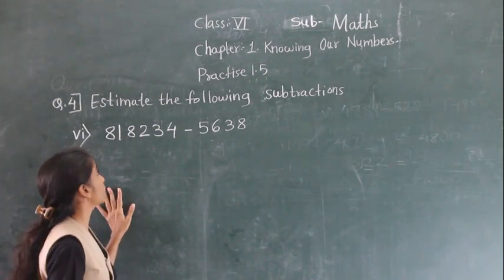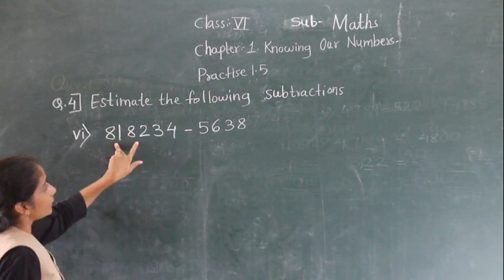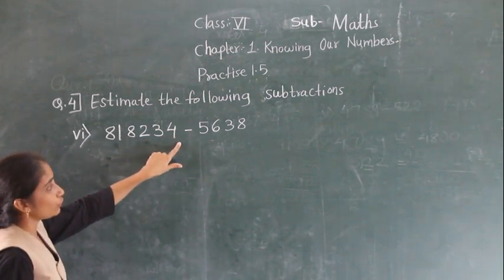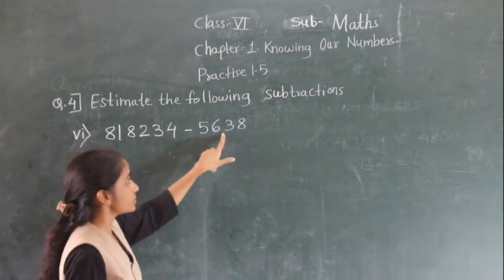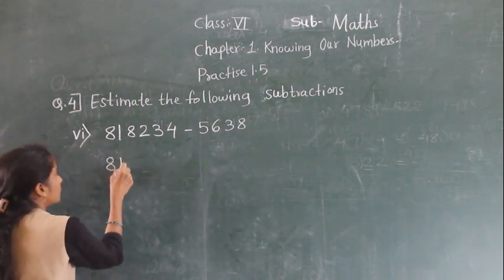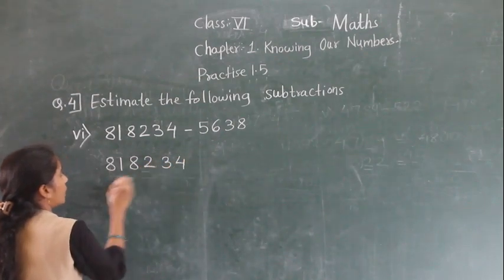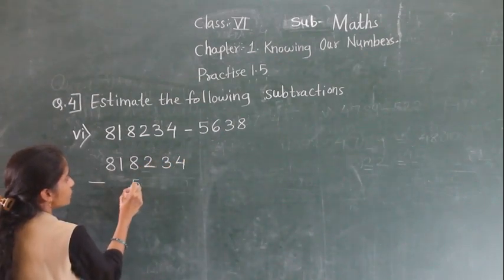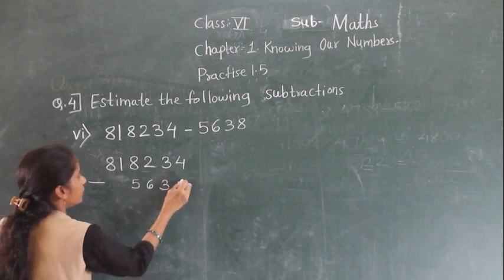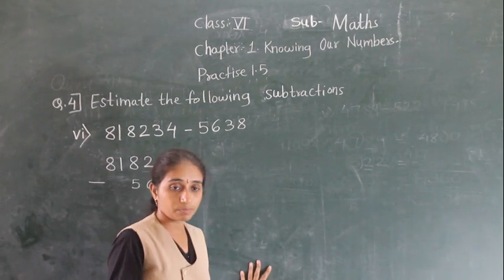Let's see question number 6. 8,18,234 minus 5,638. See, first I will write these numbers. Minus 5,638. Okay, so what is the first step?